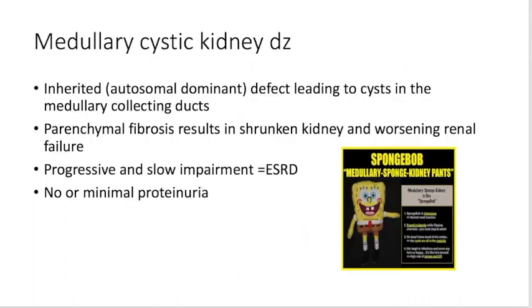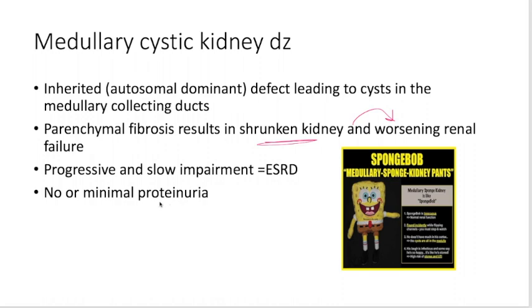abdominal mass. Medullary cystic kidney disease is an inherited autosomal dominant defect leading to cysts in the medullary collecting duct. You will have parenchymal fibrosis, and that's going to result in a shrunken kidney and then worsening renal function. It is progressive and slow impairment, ultimately ending in end-stage renal disease. You will have no or minimal proteinuria with this. So a good way to remember this one is SpongeBob, because we actually refer to this as medullary sponge kidney.